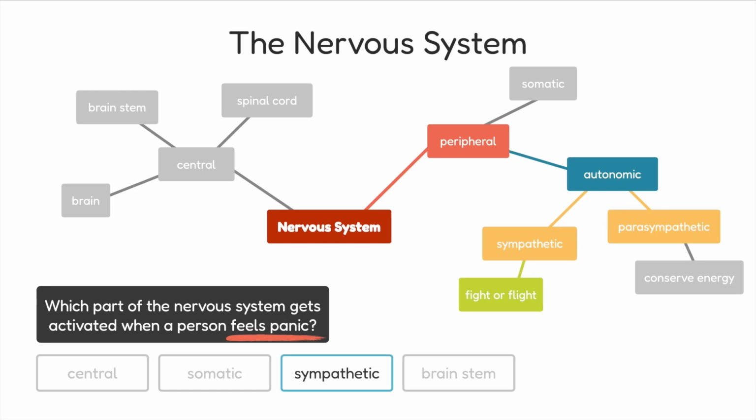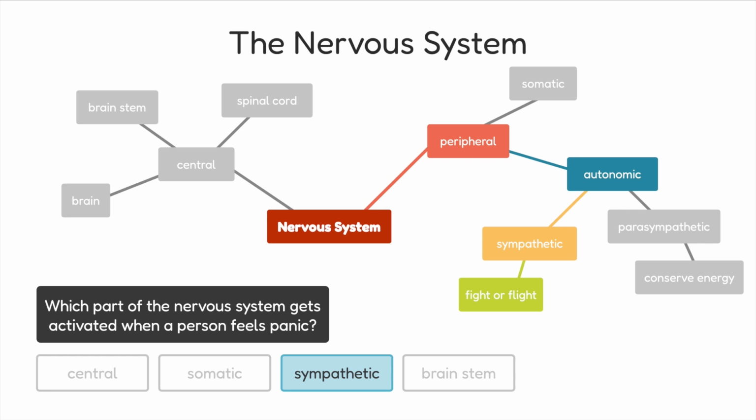I've heard of that. That's the instinct that alerts animals, including humans, to either stay and fight or run away, take flight, when they're faced with danger or in a state of panic. And that's what the question specifically asks about. Sympathetic is the correct answer because the fight or flight instinct is a function of the sympathetic nervous system.